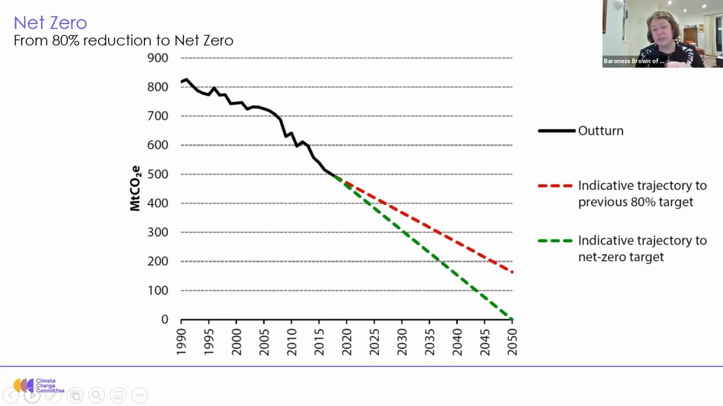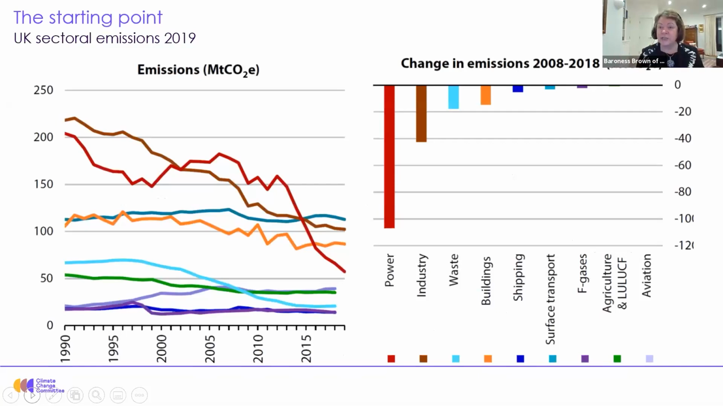The red dotted line shows schematically what it looked like to get to an 80% reduction, and the green dotted line shows just schematically how much faster we're going to have to reduce our emissions to get to 100% reduction. So in 2019, when the legislation changed, the challenge got significantly tougher. And here's where we were in 2019. Fortunately, that's before COVID, so it's not confused by all of the different behaviors we've seen during lockdown.